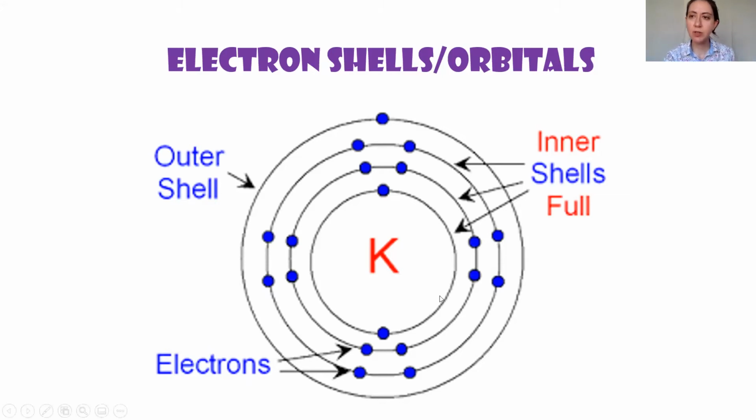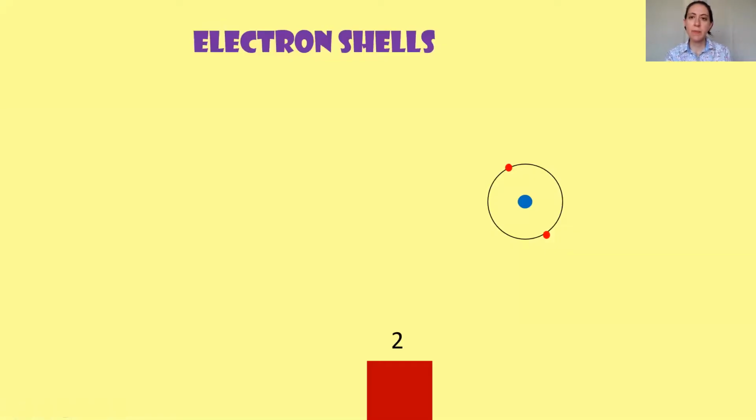Okay, so let's go through how this works. This blue dot represents the nucleus. It's positively charged. The first shell can hold 2 electrons. So this could represent helium. Helium has 2 electrons if it's neutral, because it also has 2 protons.